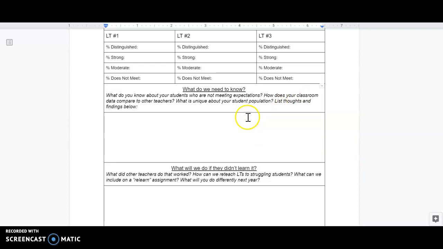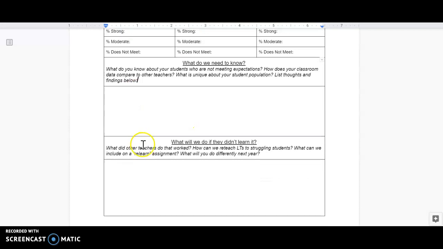How does your classroom data compare to other teachers? This isn't meant to make it a competition. It's meant to say, okay, my students were really good at learning target 1, but maybe not good at learning target 2 compared to other classes, etc. What is unique about your student population? Maybe the teacher is co-teaching a class and has a lot of special ed students in there. That would definitely be something that was included here. So, any thoughts and findings here? This might open up something where teachers do a lot more fact searching and looking at MAP data and other kinds of data to find out more about their students.